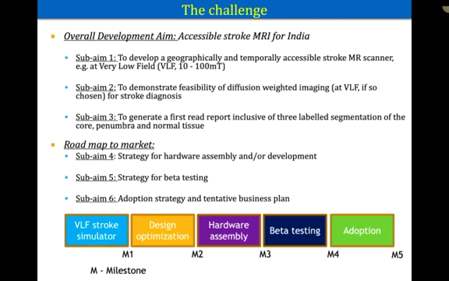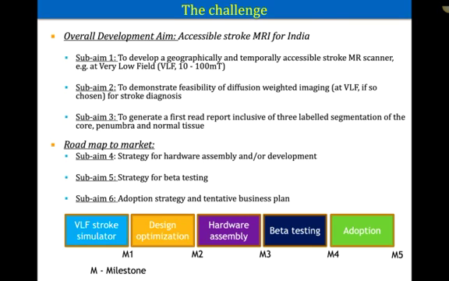The second one is to demonstrate feasibility of diffusion weighted imaging at these fields for stroke diagnosis. The third aim then is to generate a first aid report that labels the three components that we were talking about. The solution could also include a roadmap to market, which revolves around the strategy for hardware assembly and/or development, a strategy for beta testing, and a tentative business plan.